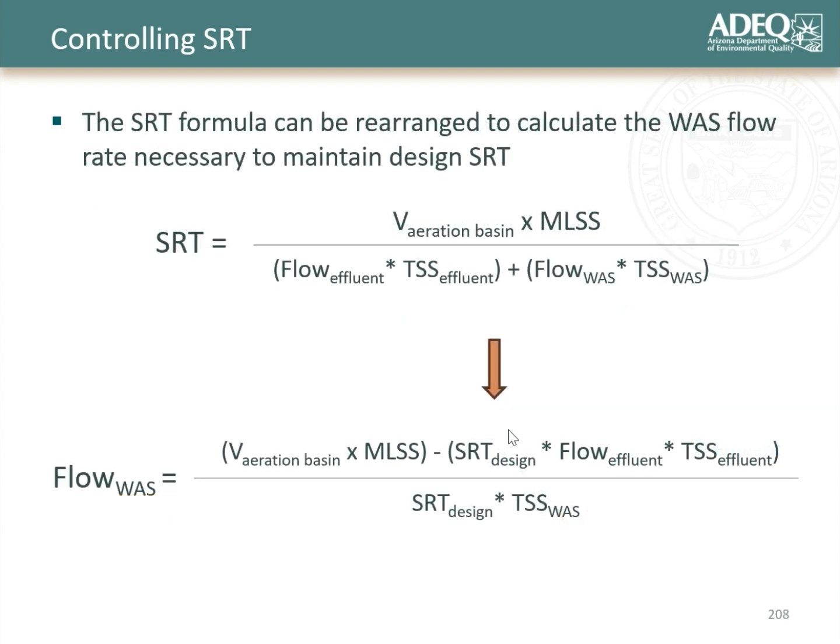So how do you determine what your WAS flow can be? Well, taking the equation we have up above, which is the standard SRT equation, if we shuffle around the formulas and solve for the flow of the WAS, you can use this equation with your system to determine what your WAS flow rate should be. So leave it here for your reference.